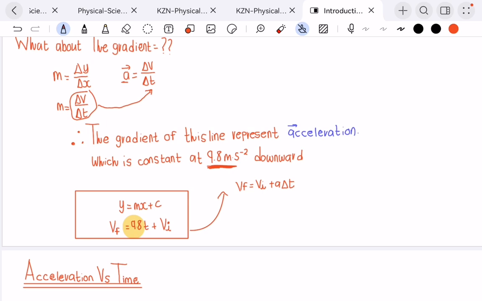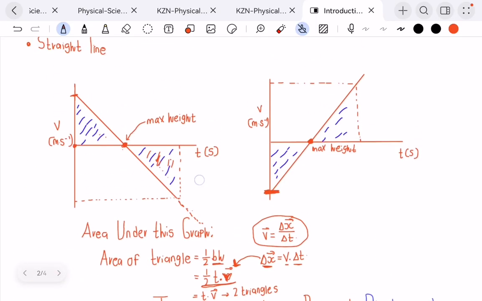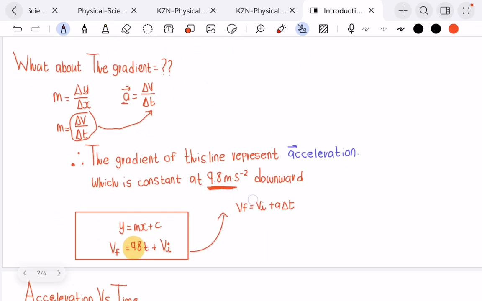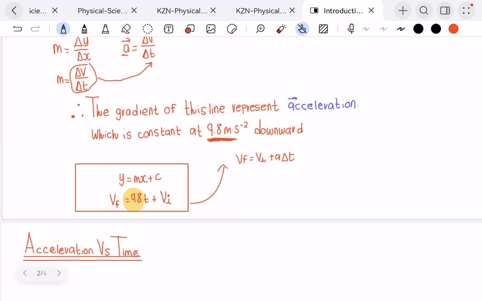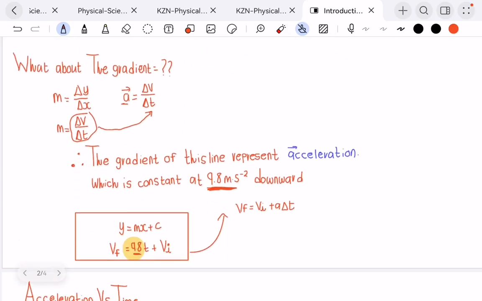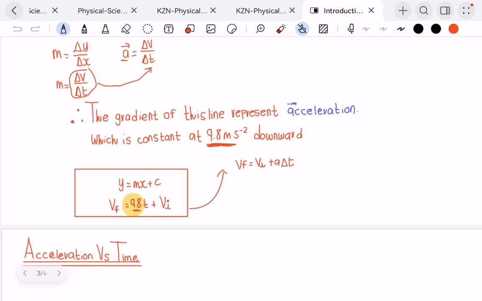Remember that our y-intercept in this case is the initial velocity, right? And this is our initial velocity. So our y-intercept is the initial velocity, and then our gradient is 9.8, right? And on our x-axis we have t. So instead of this x, we can represent this with t, and then y in this case is going to be v final, because it's what we are looking for, right? What is the velocity of an object at a certain time? That is our final velocity, right?